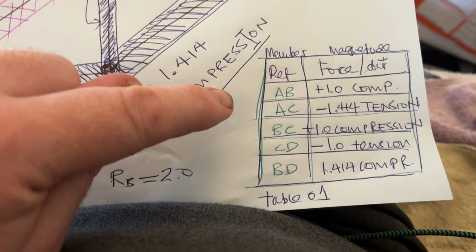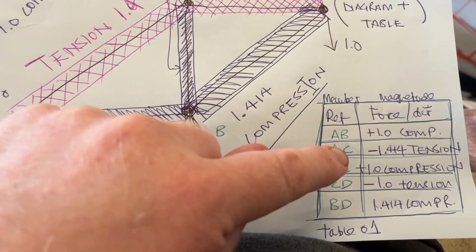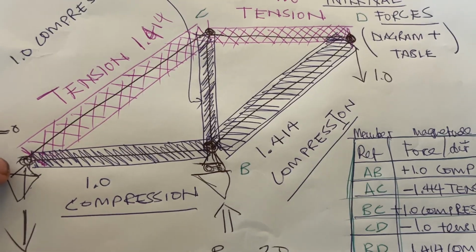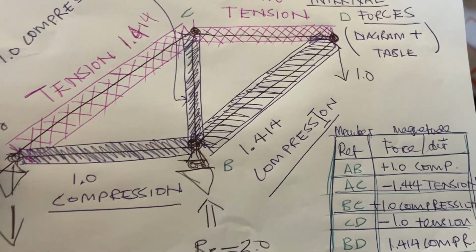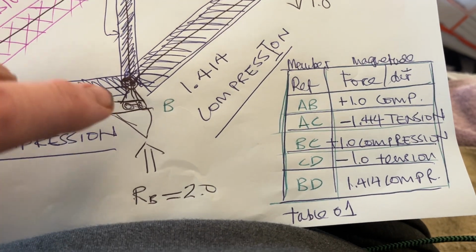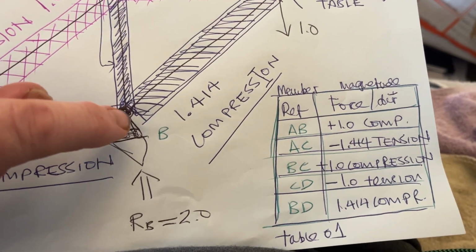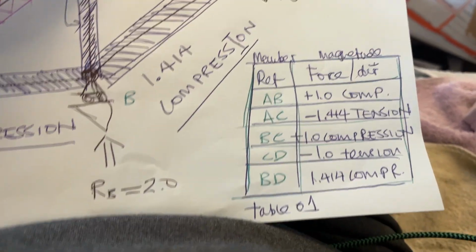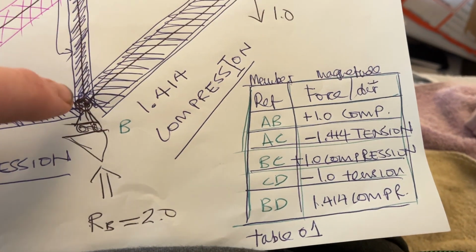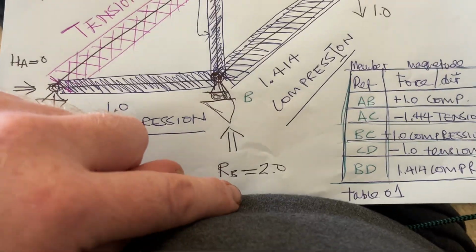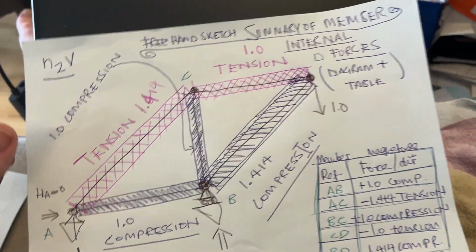The table is: AB is 1 in compression, AC is 1.41 in tension, BC is 1 in compression, that's the vertical, CD is 1 in tension, and BD is 1.41 in compression. RB equals 2, RA equals -1.